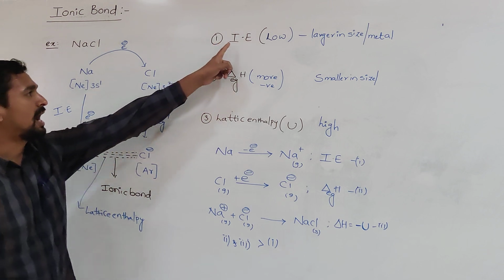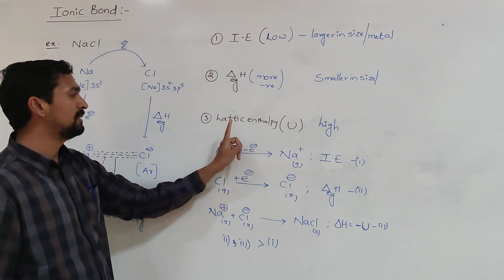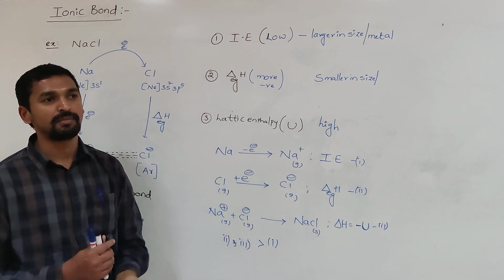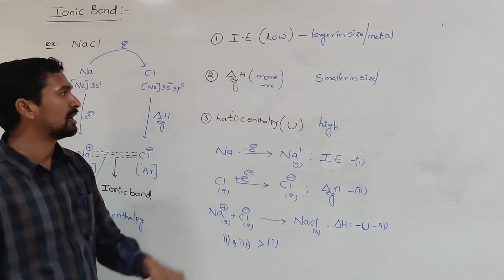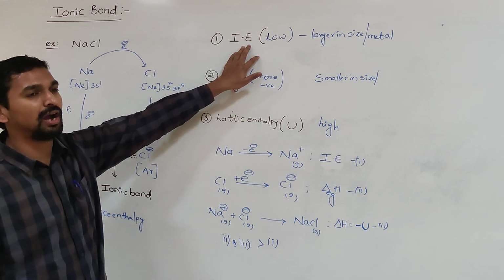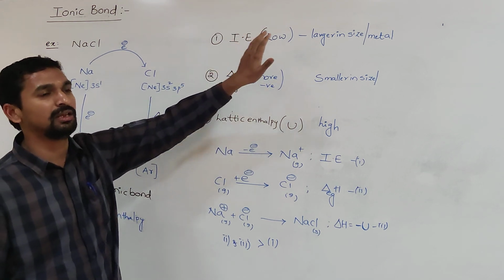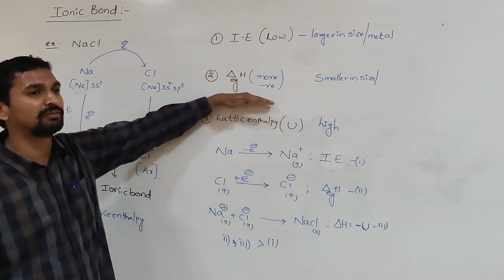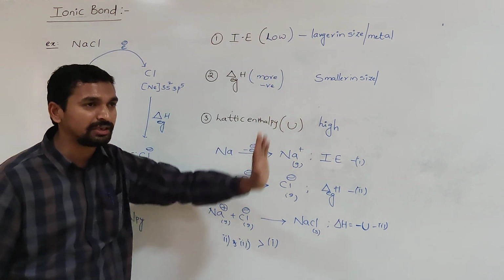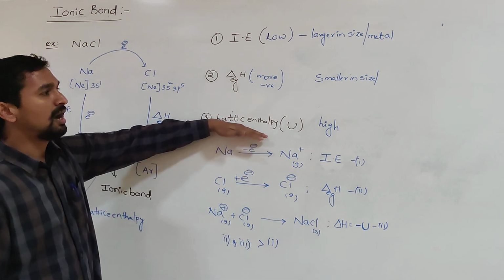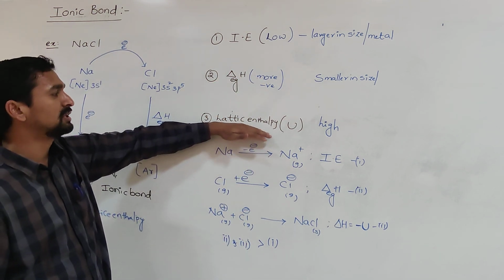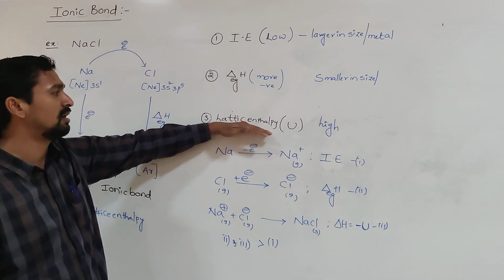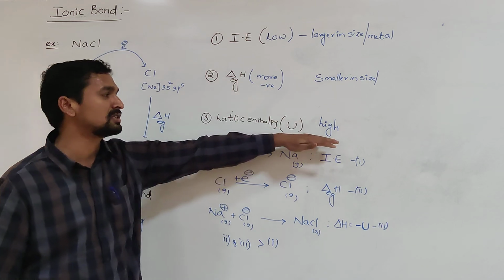So that means three: ionization enthalpy, electron gain enthalpy, lattice enthalpy. These three are very crucial to explain whether the formation of an ionic bond takes place or not. The atoms which have low ionization enthalpy form the cation very fast. The atoms which form negative ions should have a more negative electron gain enthalpy value. When a positive ion and a negative ion combine, if more energy is released, that is the lattice enthalpy, it should also be high.